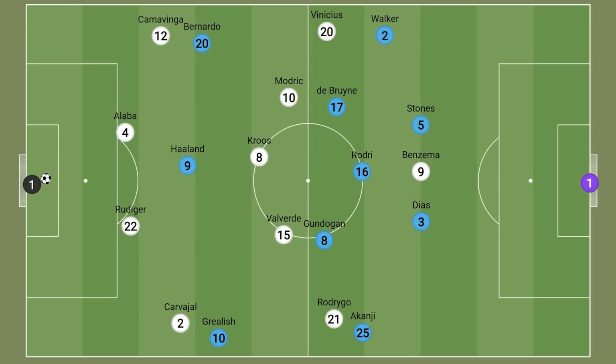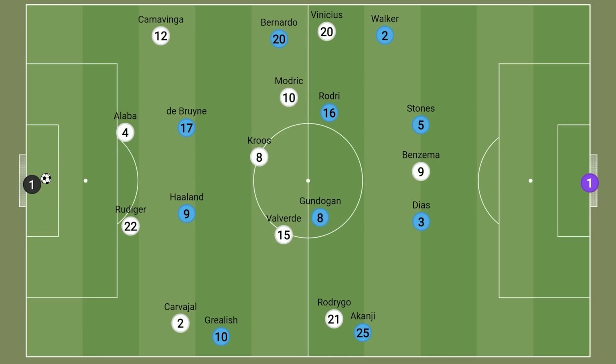In open play and from goal kicks, City were looking to defend in a 4-4-2 like they usually do, with De Bruyne joining Haaland and the rest of the midfield shifting across so that the shape looked like this.